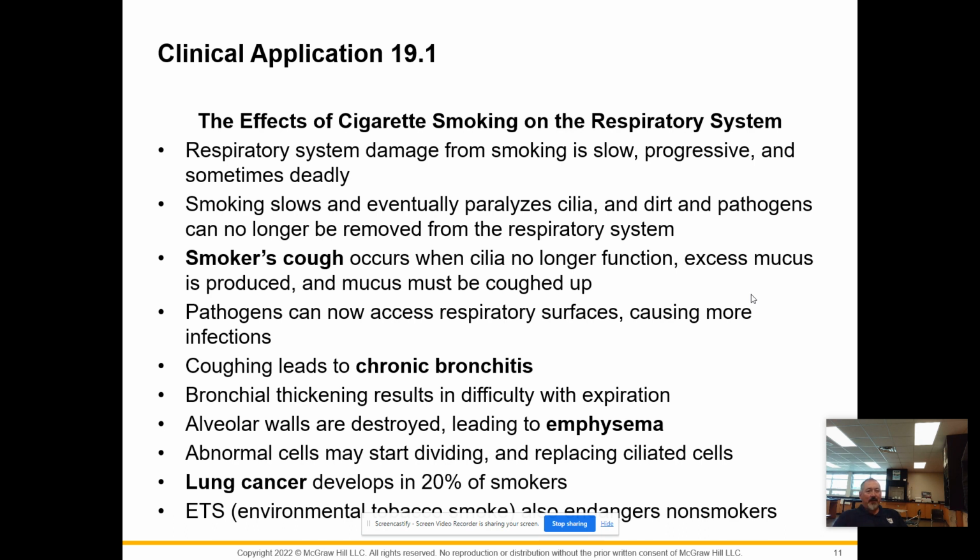This is problematic. So a person typically gets chronic bronchitis, just long-term inflamed bronchioles. The bronchioles are going to thicken, resulting in difficulty in expiration. So now you have a person that's going to be wheezing. The alveoli, where gas exchange actually occurs, these are the most delicate thing, are going to start to be destroyed. This is going to lead to emphysema.